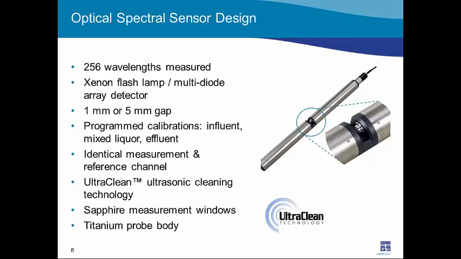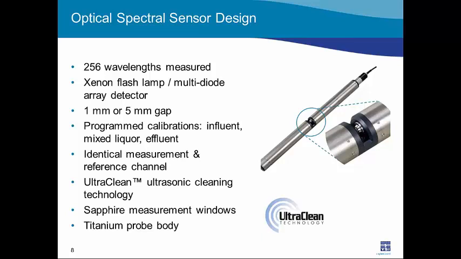Also, because we're monitoring so many wavelengths simultaneously, and so we're able to measure all those components in the wastewater, there are programmed calibrations. This probe, for example, has calibrations for influent or untreated wastewater, mixed liquor, or effluent, treated wastewater. And recall, each of those absorbance spectrums has a different shape and requires a slightly different calibration.